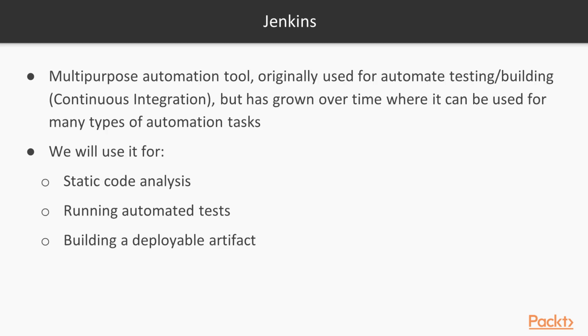Quickly, Jenkins is a multi-purpose automation tool. Originally, I think it was created for the continuous integration movement. It was used for automated testing and building. It was actually called Hudson at one point in time. It has grown over time. It's used for many different things: deployment pipelines, cron, like a single cron host, source of truth, many different things.